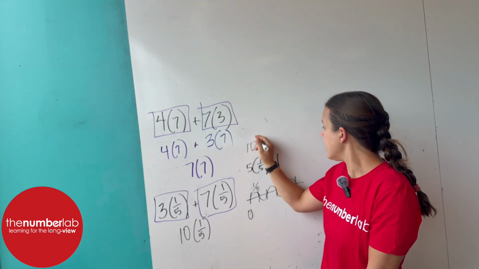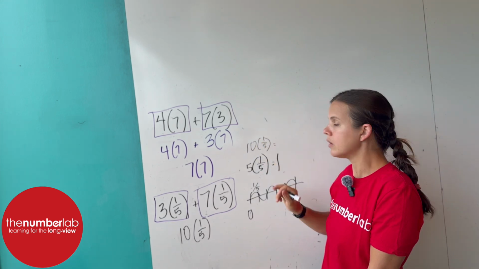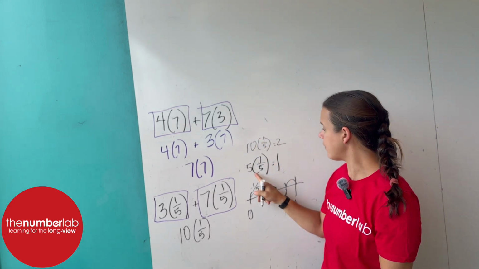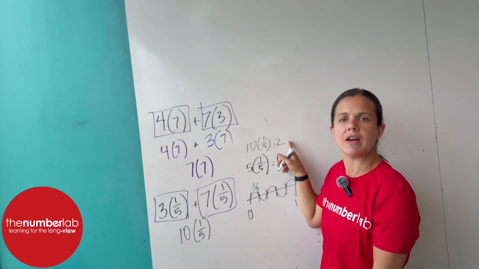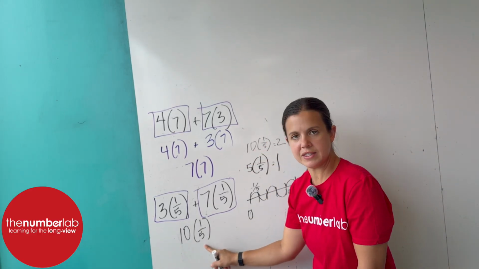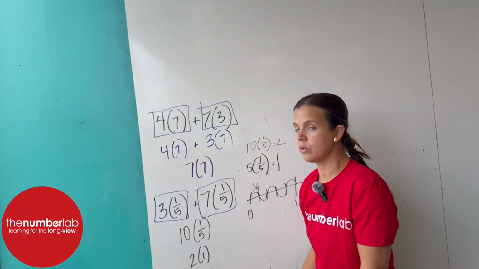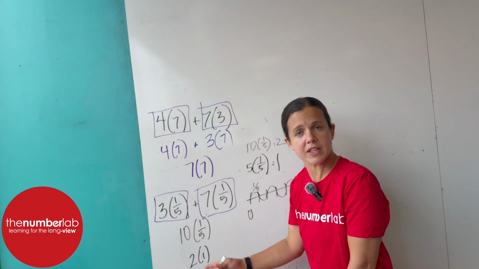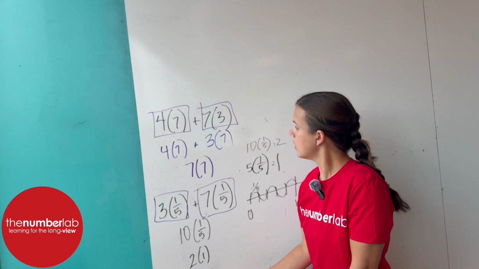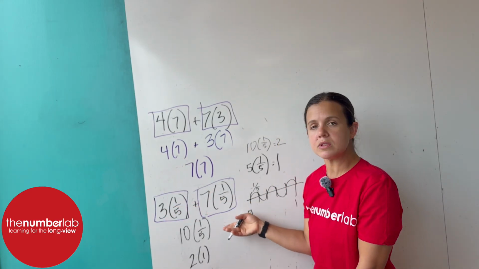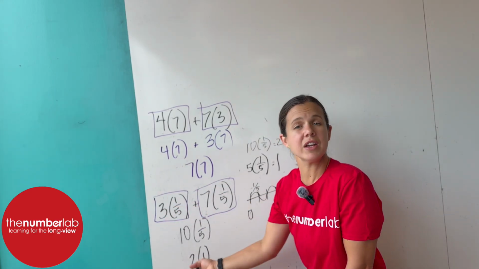So then 10/5 must be equal to 2. We've doubled the amount of fifths, so we've doubled the amount of wholes. So if I have 10/5, then we have 2 wholes. We changed our count. We had a count of fifths, but now we're counting wholes. We had like terms, which allowed us to combine, and then we could change the count.